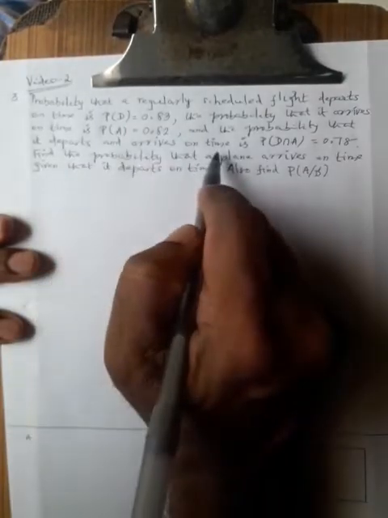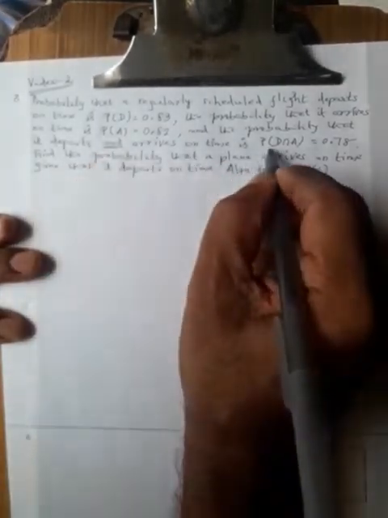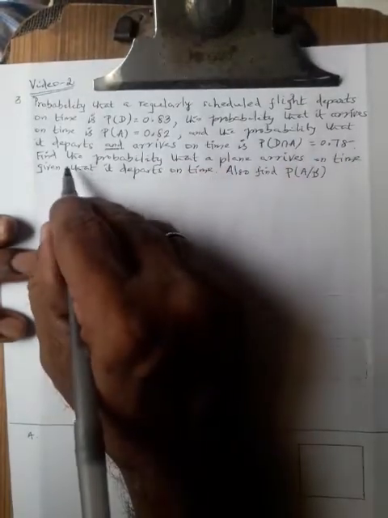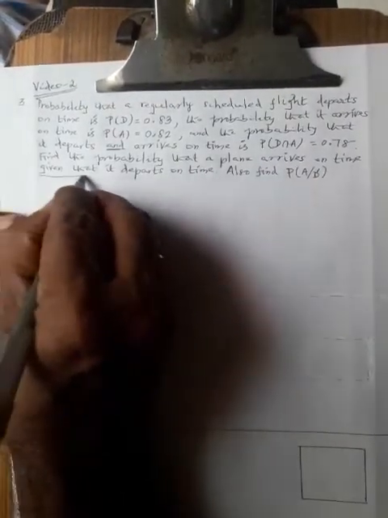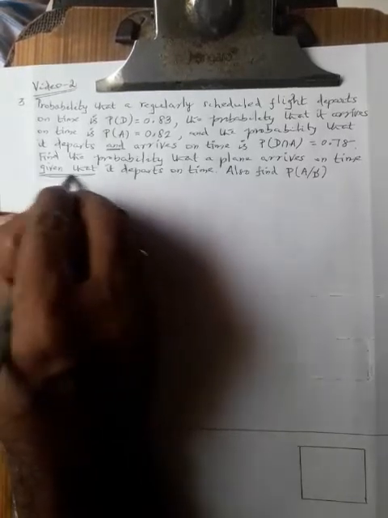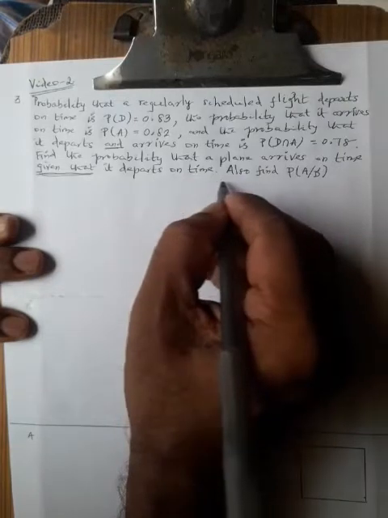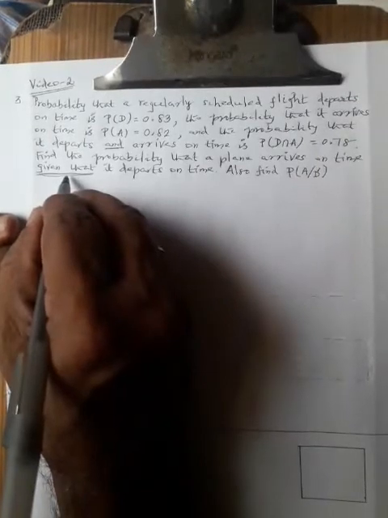And the probability that it departs and arrives on time, that is the intersection, P of D intersection A, equal to 0.78. The question is, find the probability that a plane arrives on time given that it departs on time. Also find P of A given D dash. So this is what is known as conditional probability.